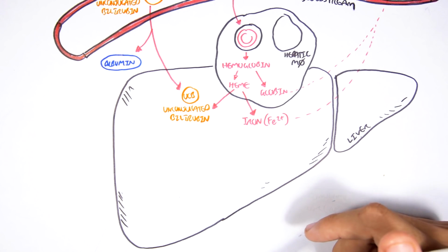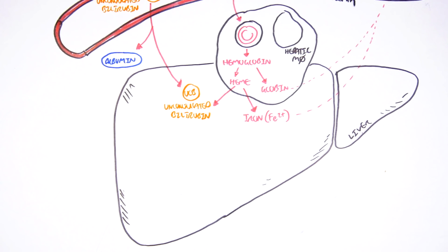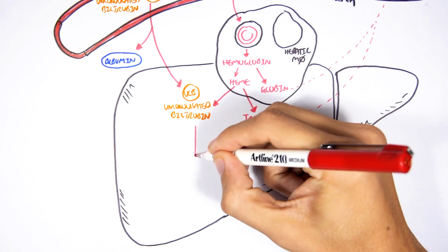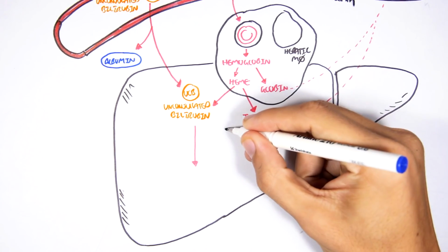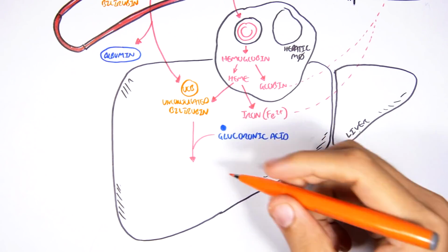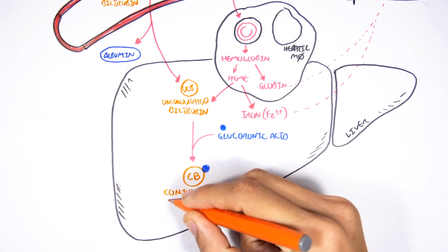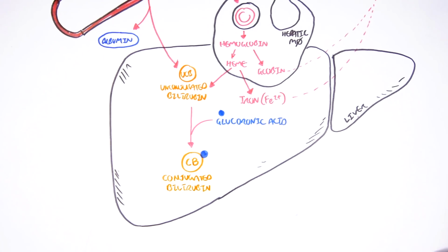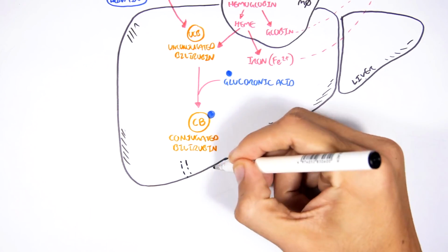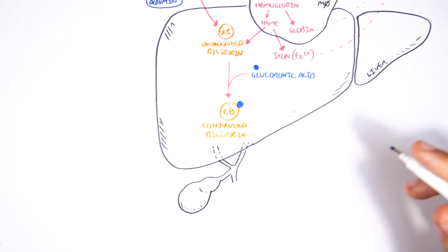What happens next? Well, remember the unconjugated bilirubin is lipid soluble. In the liver, there will be a reaction that takes place called conjugation. What happens in conjugation is that the unconjugated bilirubin will be converted to a conjugated bilirubin with the addition of glucuronic acids. The conjugated bilirubin is now water soluble. So it's an important concept to know that the unconjugated bilirubin was lipid soluble, whereas the conjugated bilirubin is water soluble.